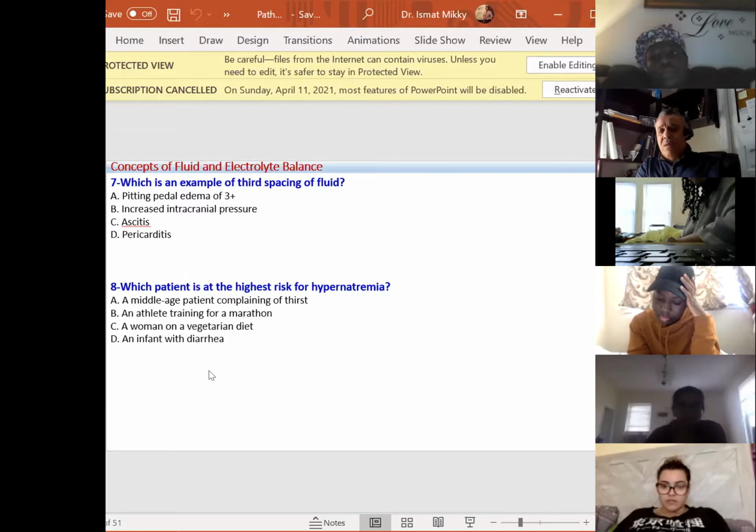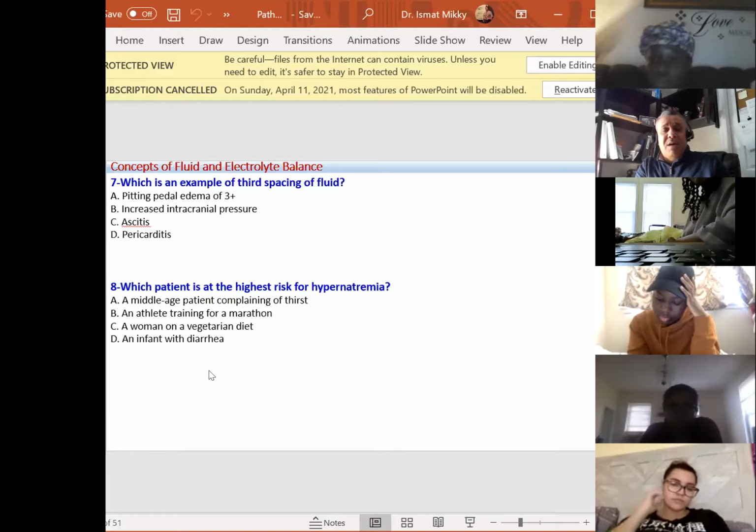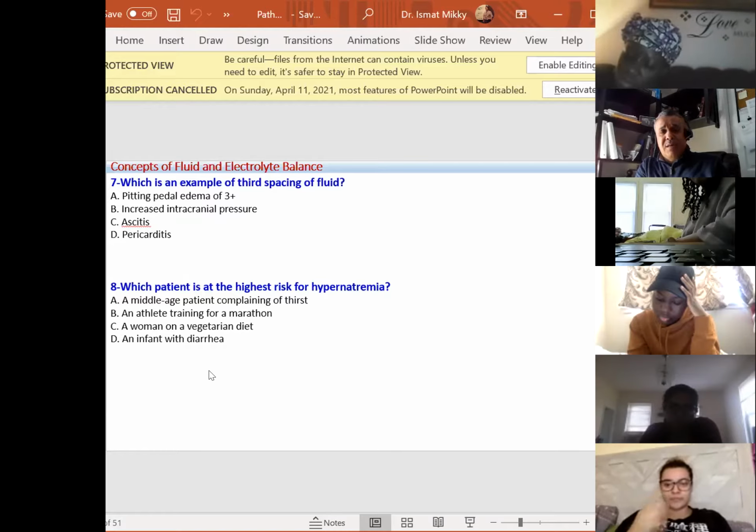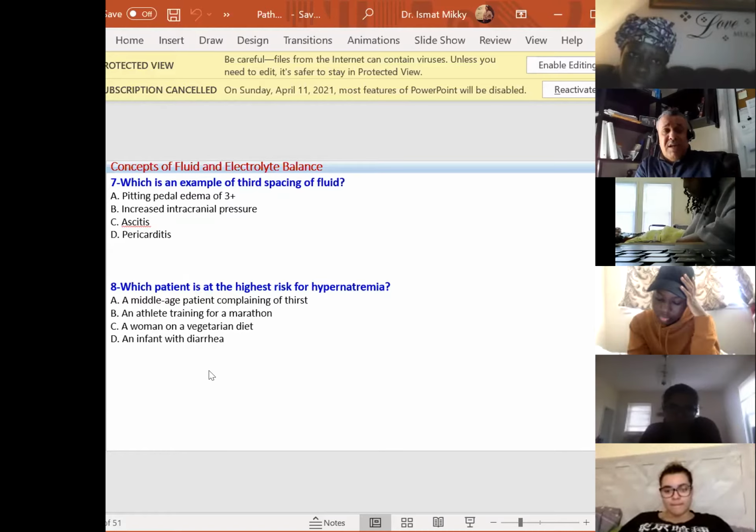ascites. The ascites, not the edema. The pitting edema is second spacing, because you can treat it, and the first line of management would be giving furosemide, Lasix. Diuretics would treat the pitting edema.